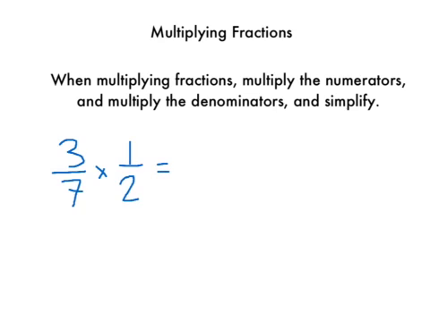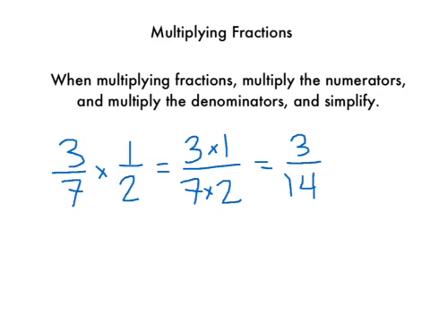Okay, same rule. 3 times 1 and 7 times 2. 3 times 1 is 3. 7 times 2 is 14. 3 and 14 do not share any common factors, therefore our final answer is 3/14. Okay, and remember this always works just with regular fractions, proper fractions.